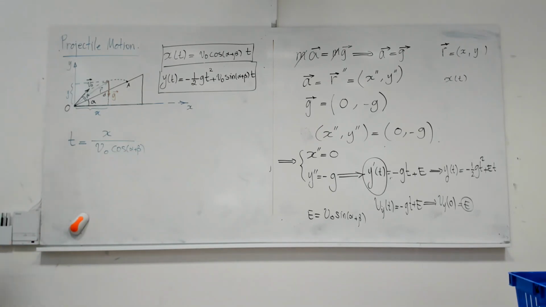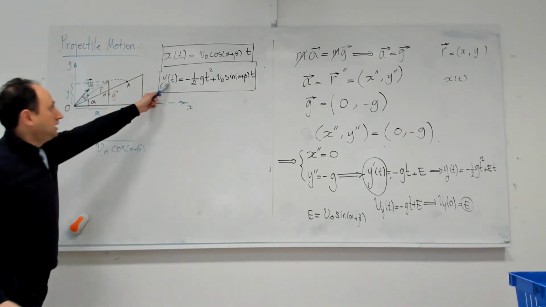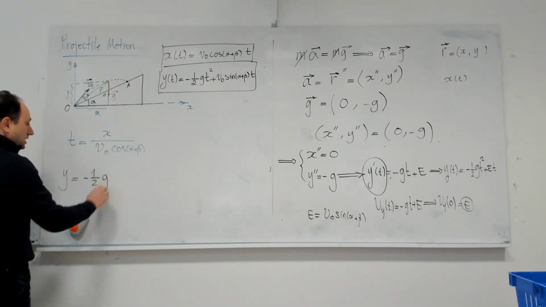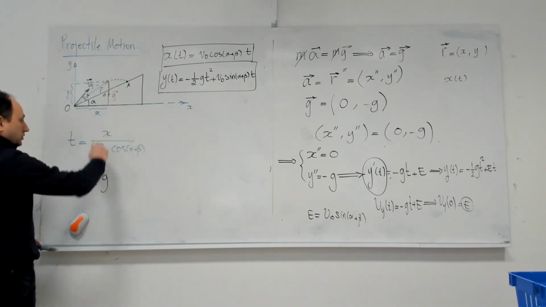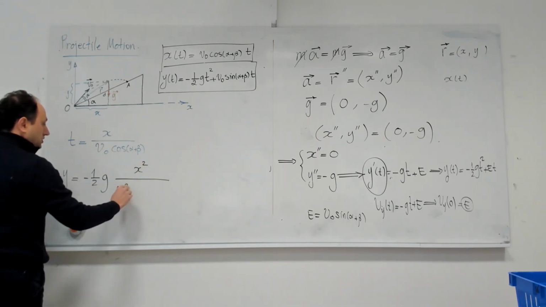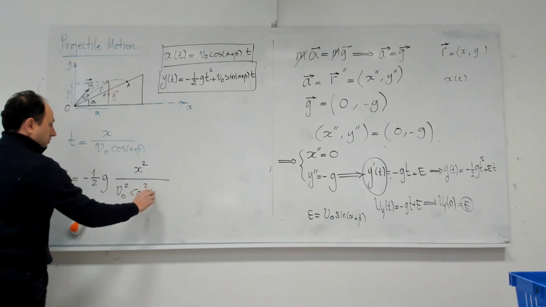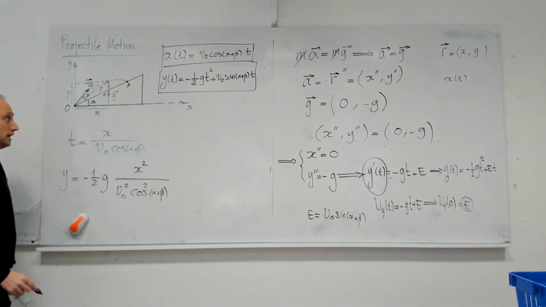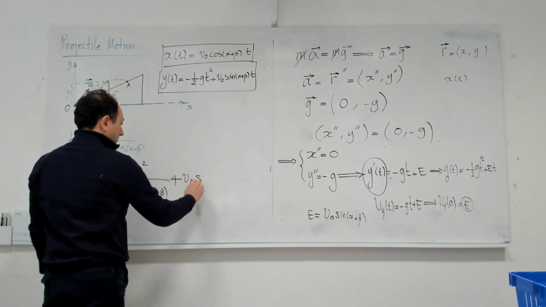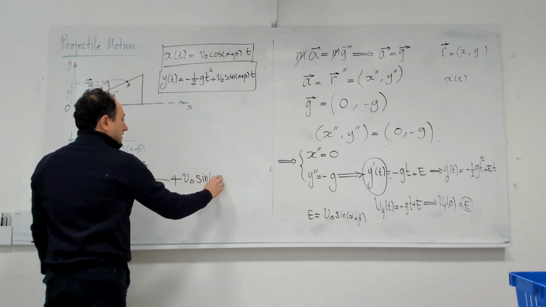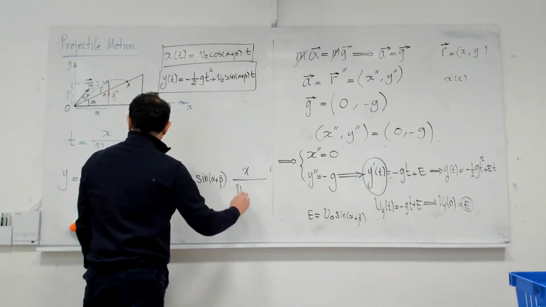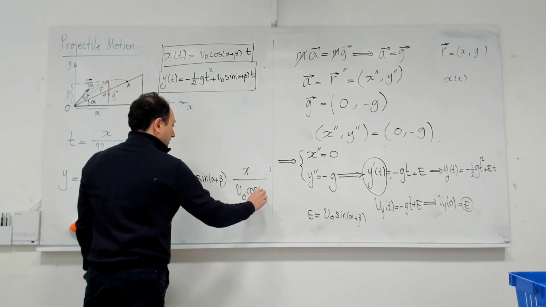And then I plug it into the equation here. So y becomes equal to minus a half g. Instead of t, I have to put this squared. So this becomes x squared, and the denominator is v naught squared cosine squared alpha plus beta. And then I have v naught sine alpha plus beta, and instead of t, again I put this expression, x over v naught cosine alpha plus beta.